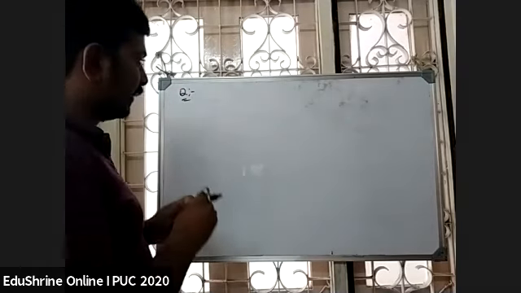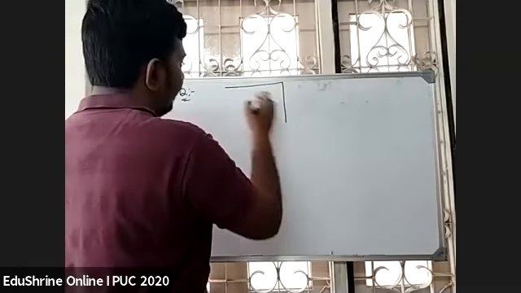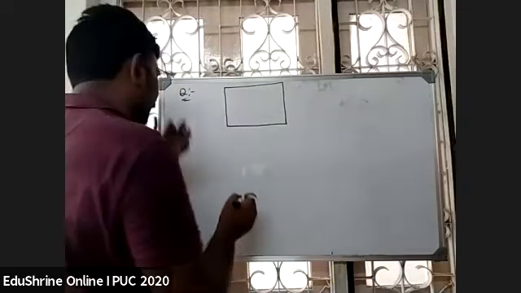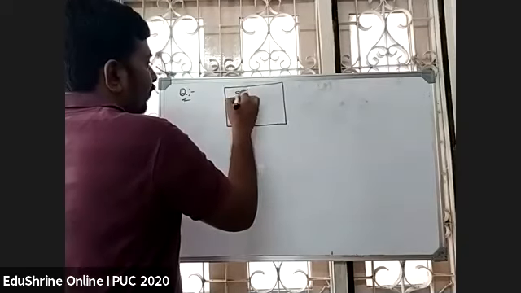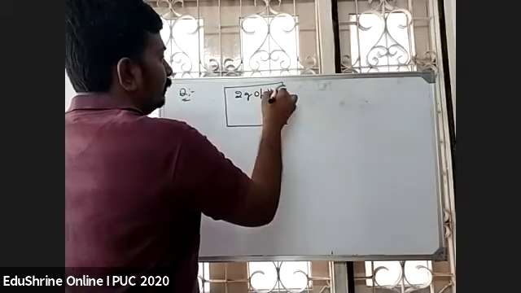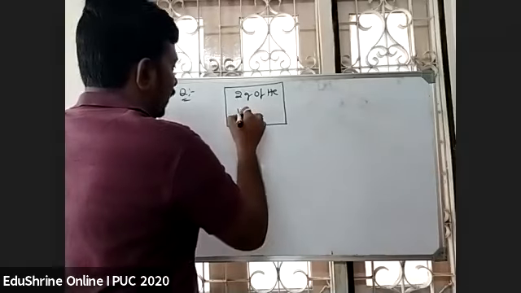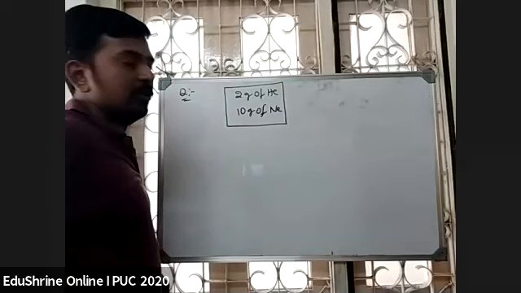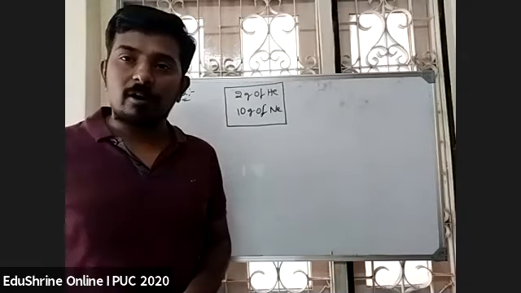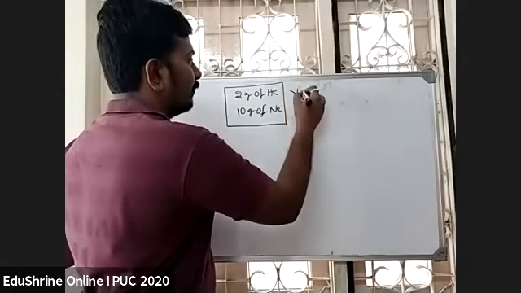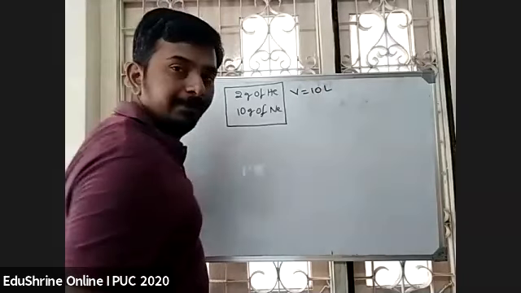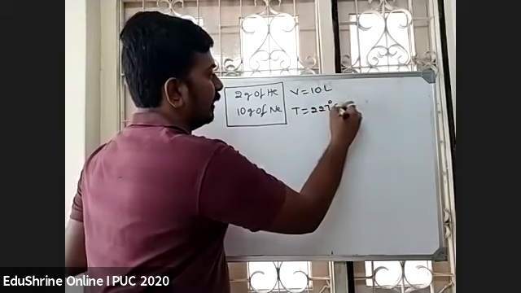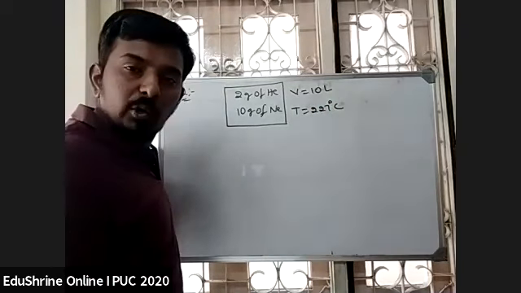Now let us solve one problem here. Suppose I am having a container, in which I am taking 2 grams of helium and 10 grams of neon. 2 grams of helium and 10 grams of neon are taken. The volume of the container is 10 liters. Temperature is 227 degrees centigrade.